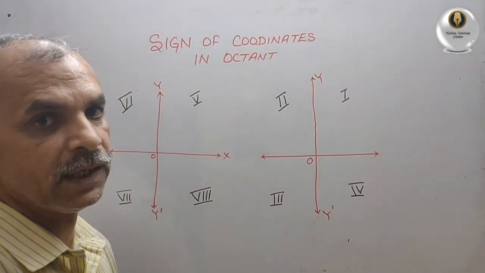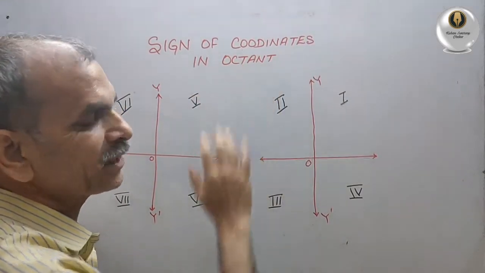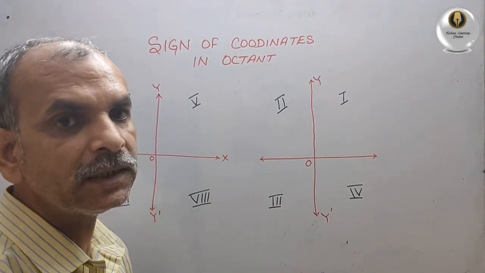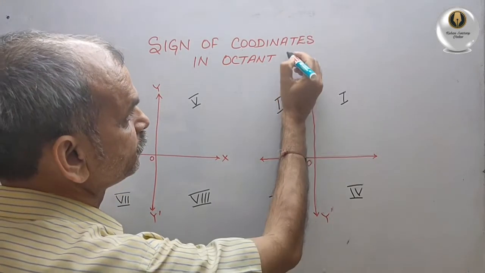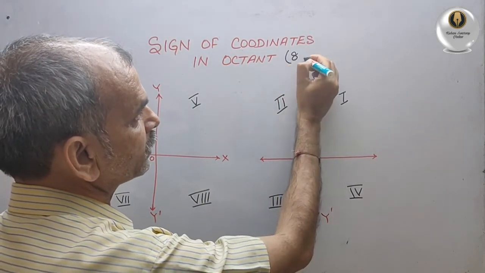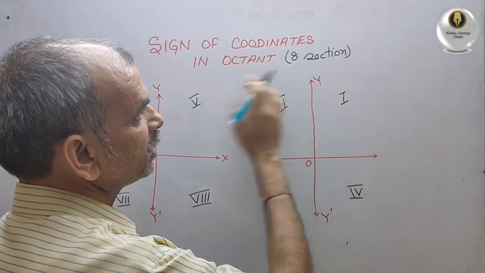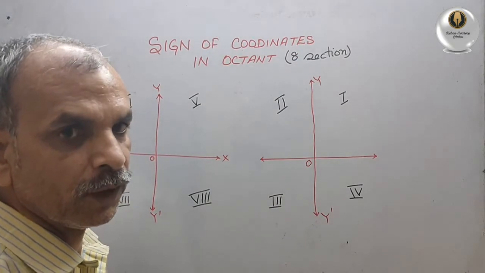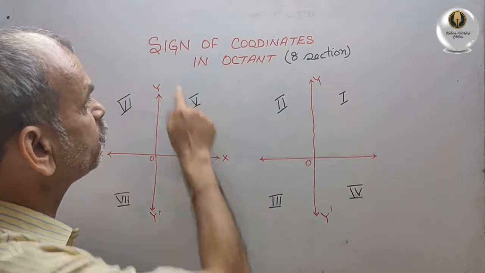Today we will understand how to put the sign of coordinates in octants. What do you mean by octants? Octants means it has 8 sections. So this comes under your 3D. Introduction to 3D.